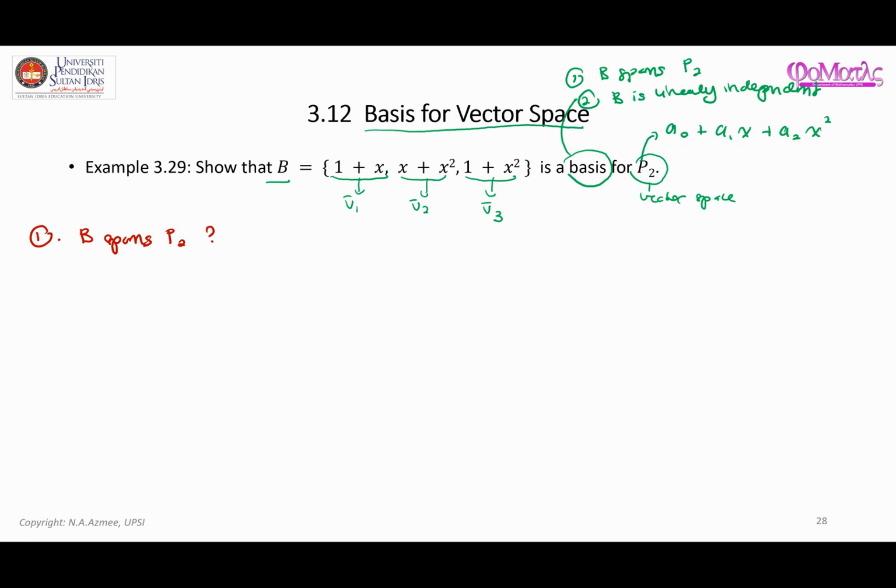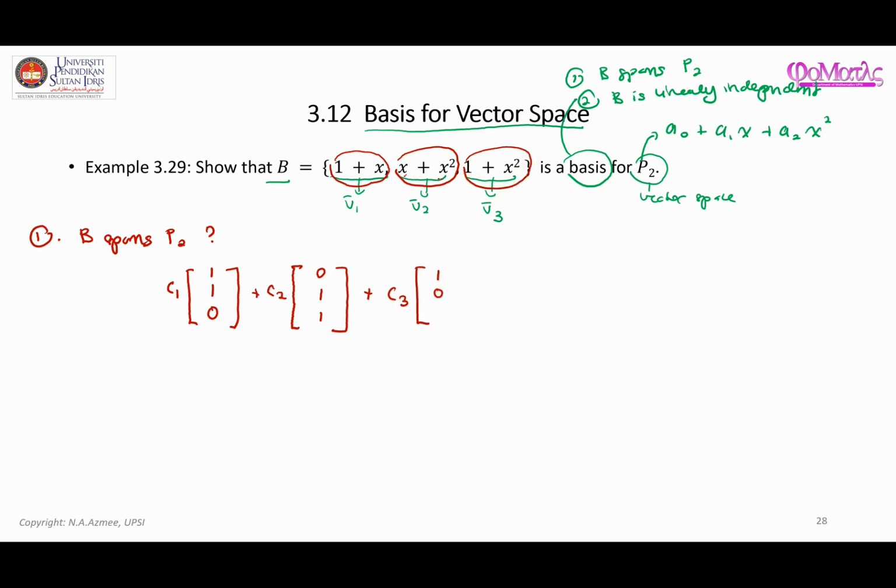Our starting point is to transform this into vector notation, that would be C1 multiplied with the first vector: 1 for the constant, 1 for x, and 0 for x squared, plus C2 for the second vector: 0 for constant, 1 for x, and 1 for x squared. The third vector is 1 for constant, 0 for x, and 1 for x squared. This is the linear combination of all those vectors, and the result is something we don't know, so we let it equal x, y, and z.